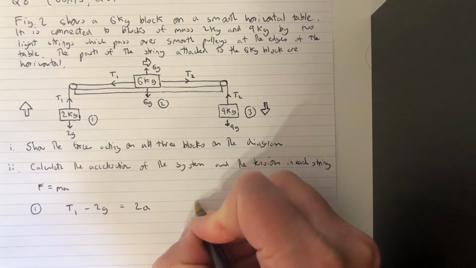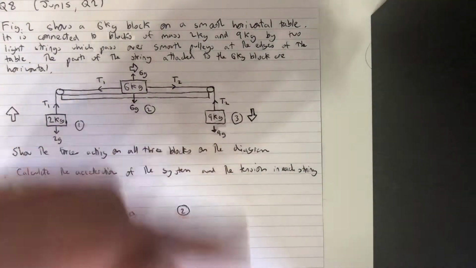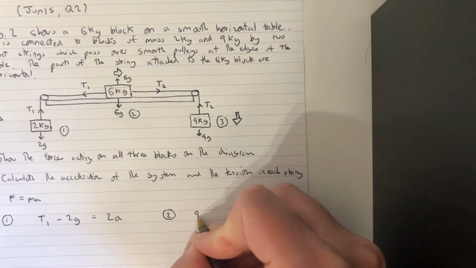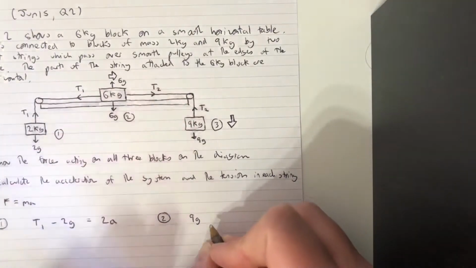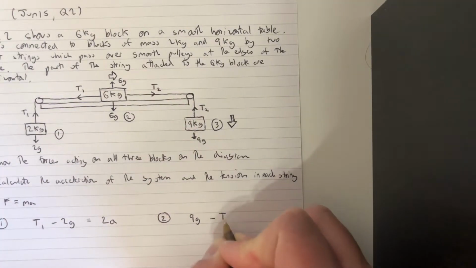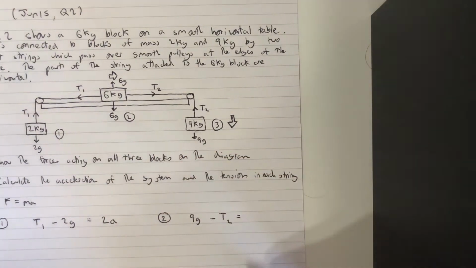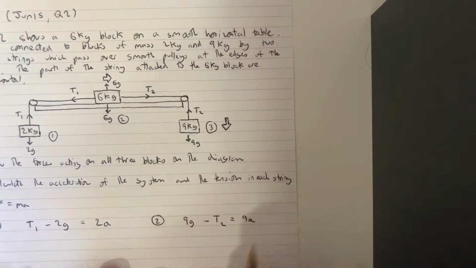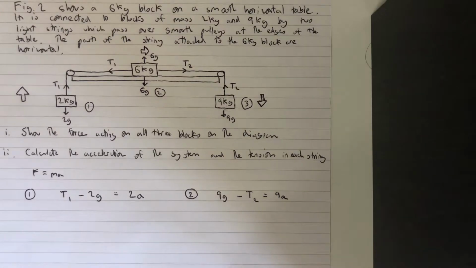On number 2, we've also got something happening here. This time that block's going to go down. So the weight of it, the 9G, is winning the battle. So 9G is pulling that block down. Obviously we've got the tension in the string acting against it, so minus T2. And we're going to say that's equal to MA again, but the mass of this block is 9, so 9A. Same acceleration because it's all connected particles.